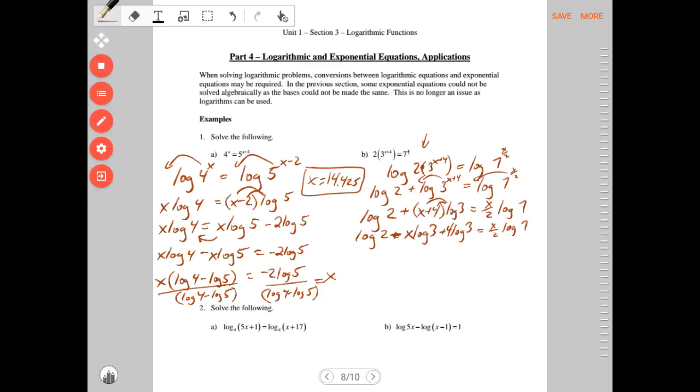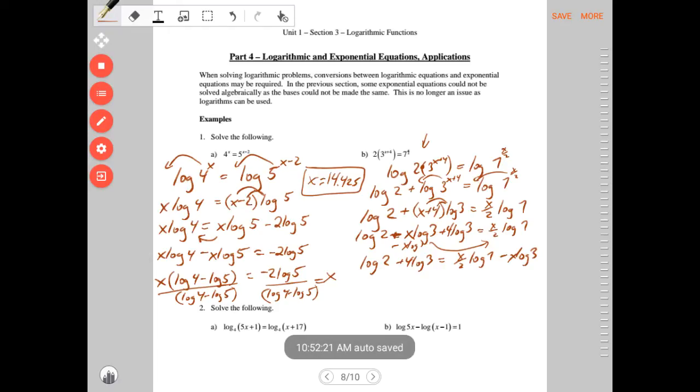Okay, great. So now, of course, we want the x's on the same side. So we're going to take this x and move it over, minus x log 3. So we're going to get log 2 plus 4 log 3 equals x over 2 log 7 minus x log 3. Wow, that's intense. I know these are tricky, but nothing in here is really hard yet. It just looks a little different.